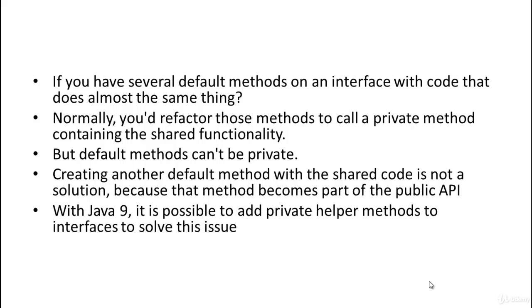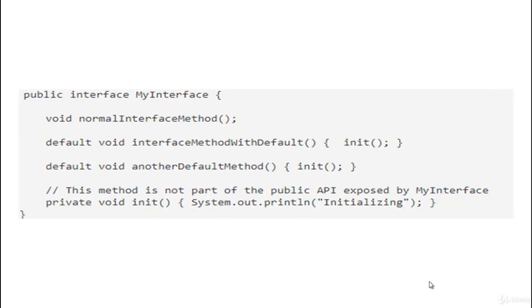If we add another default method with the shared code, then it will be exposed via the public API, which is not our goal. So with Java 9, it is possible to add private helper methods to solve this issue. This is how it is achieved, and this is the code which explains Java 9 interfaces. That's the end of the demonstration.